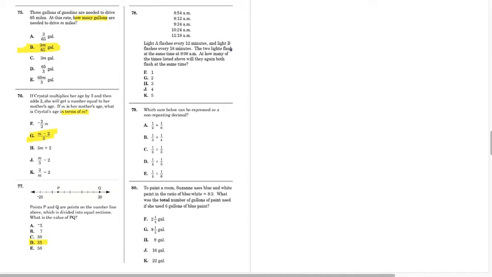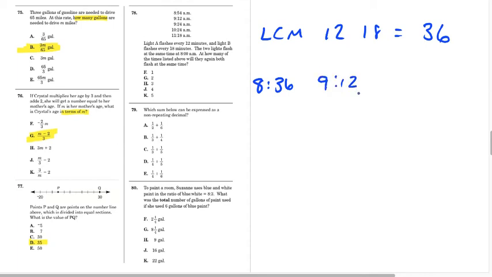Okay. We have some times. Light A flashes every 12 minutes, light B every 18. So we need to find the least common multiple of 12 and 18, which is 36. Okay, so now if we're starting at 8, let's just add 36 minutes each time. So we have 8:36. Then we have, let's see, 36 more minutes would be 9:12. And then 9:48.